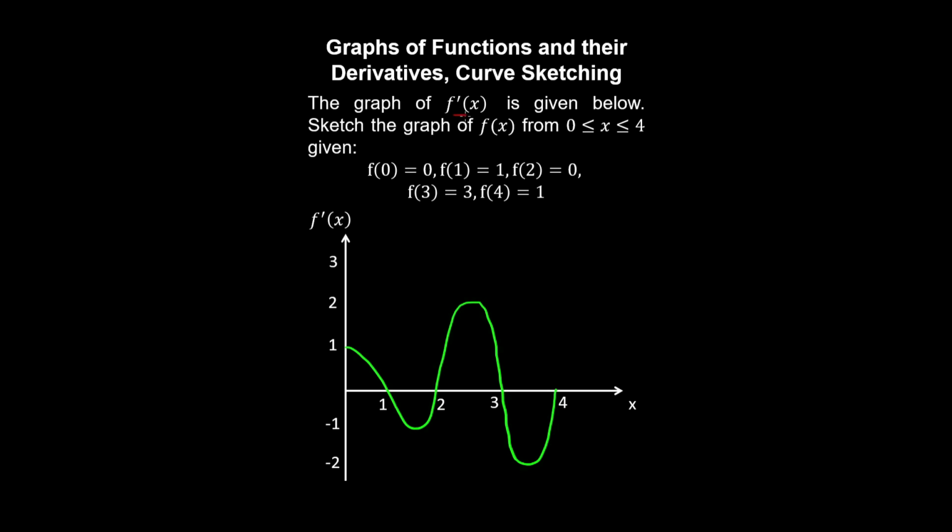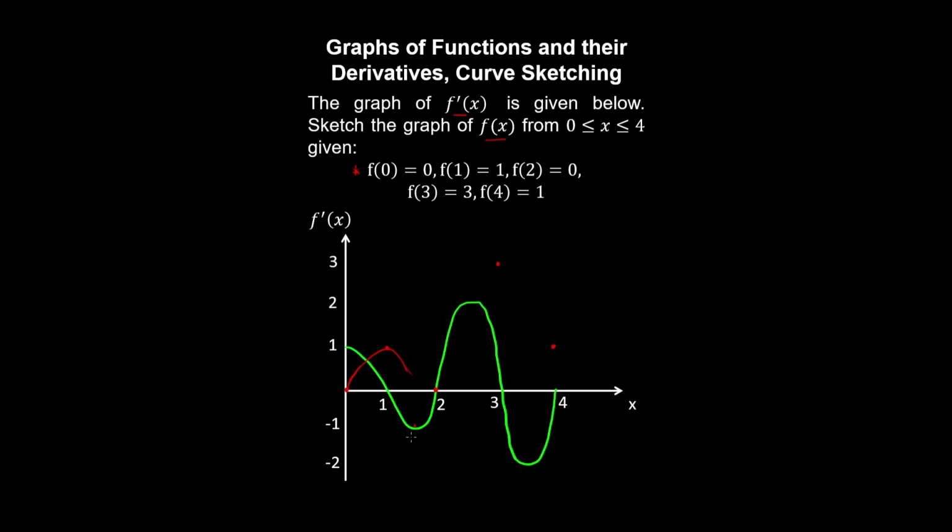Given the graph of the derivative, let's sketch the graph for the function f of x from x equals 0 to 4. And we're given a few values of x here, which we'll plot on a graph. So initially the derivative is positive and decreasing, so the slope of the tangent to the curve for the function is positive and decreasing. And then at x equals 1 we have a critical point, so a change in direction.